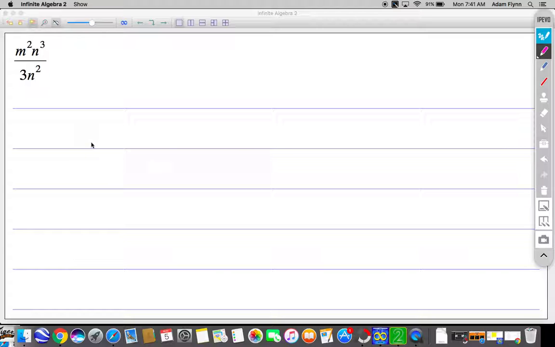Okay, so we've got m squared n cubed all over 3n squared. For my numbers, we've got a 1 up top as our coefficient and a 3 down bottom. So 1/3 will be part of our answer. Looking at our m's, we've got 2 m's in the numerator and none in the denominator. Since we can't do anything with that, m squared will be a part of our answer.